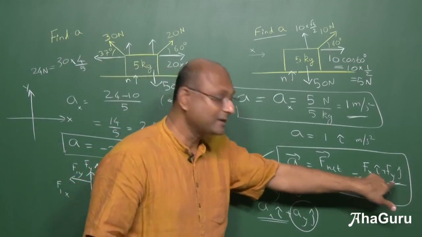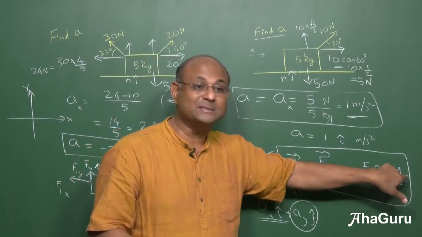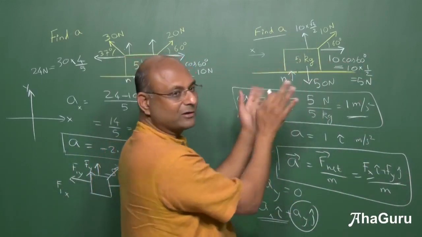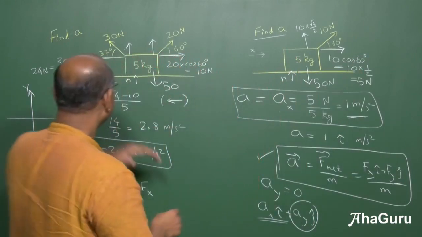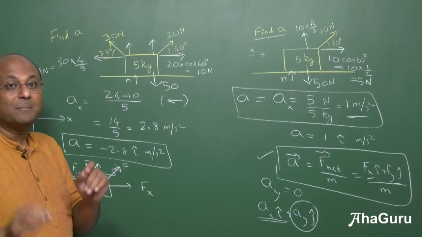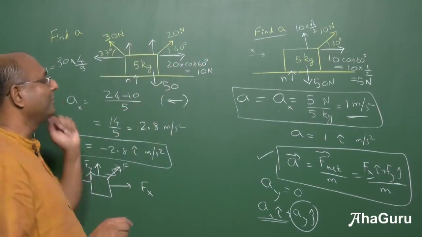For acceleration, you should combine the two, but many problems we will cheat because one of them is 0. So we'll drop whatever is 0. In this problem, this is 0. I don't want to find, I'll only find horizontal. In this problem, again this is 0, so I'll only find horizontal. But you have to be sure that it is 0. In these two cases, it was easy, so I knew it was 0.